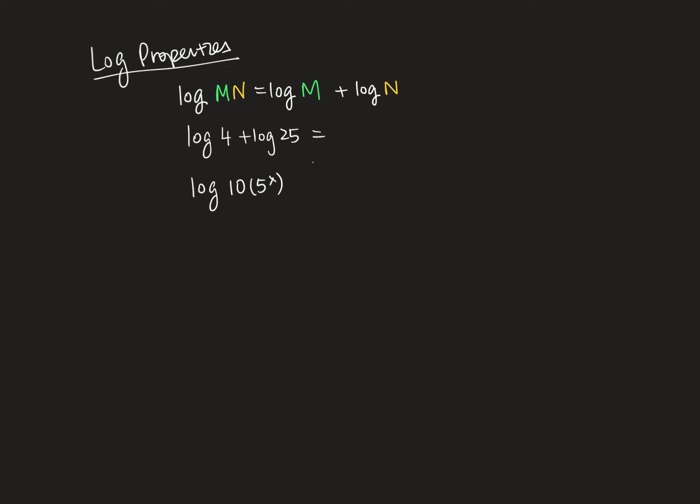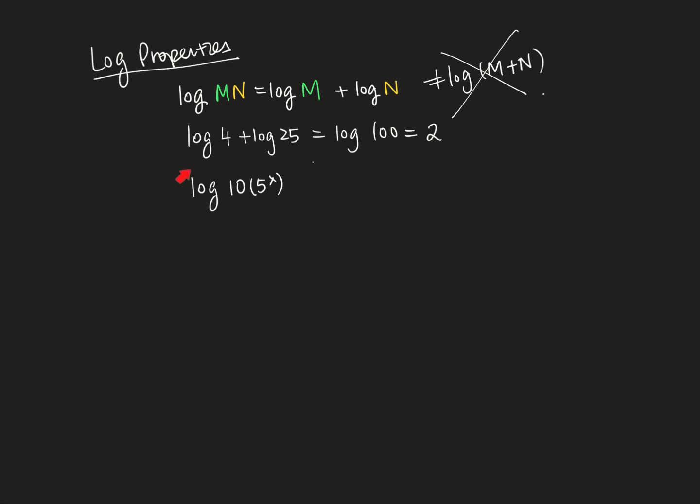Let me tell you what it is not. It's not log m plus n. So if we have log 4 plus log 25, what can we do? Because these two are added together, we can group them by multiplying the two numbers. So it becomes 100, right? I'm just going to write 100 here, and you know that because it's base 10, log 100 is 2.